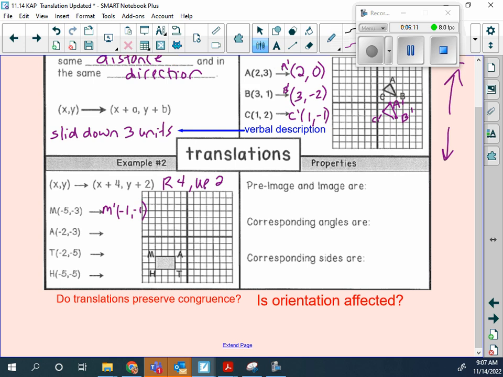Now, I guess you could use your calculator if you felt it necessary. But we know, because these are just basic math.